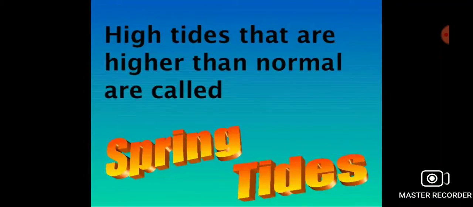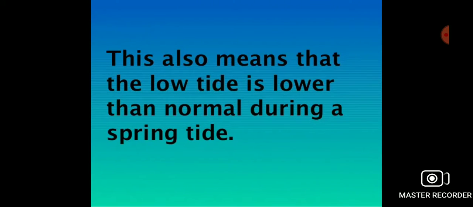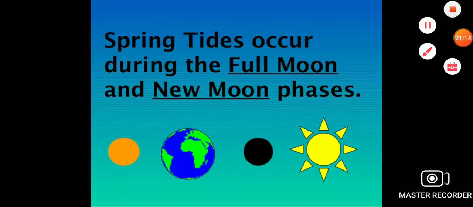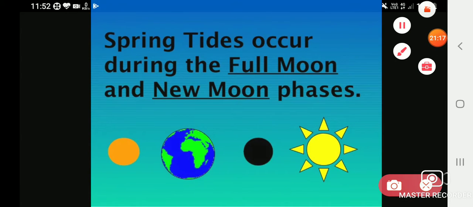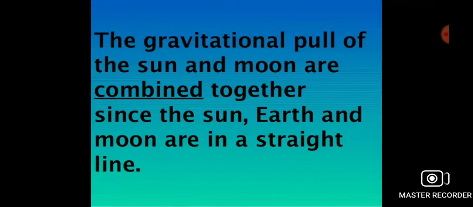Types of tides: high tides that are higher than normal are called spring tides. This also means that the low tide is lower than normal during the spring tide. Spring tides occur during the full moon and new moon phase. When the sun, earth and moon are in the same direction, this causes spring tides. The gravitational pull of the sun and moon are combined together, since the sun, earth and moon are in a straight line, as you can see in this picture.